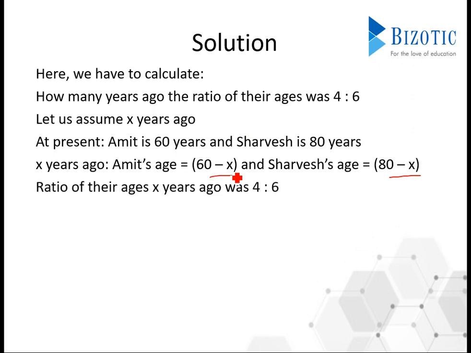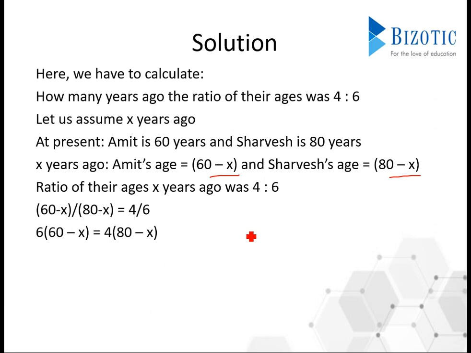Next, their ages X years ago is 4 is to 6, which we already know. So now how do we solve it? Very simple. Just equate the ages with the ratio. That will give us (60 minus X) by (80 minus X) is equal to 4 by 6. And now all that you need to do is very simple, cross multiplication. When you multiply, you will get this equation: 6 into (60 minus X) is equal to 4 into (80 minus X).